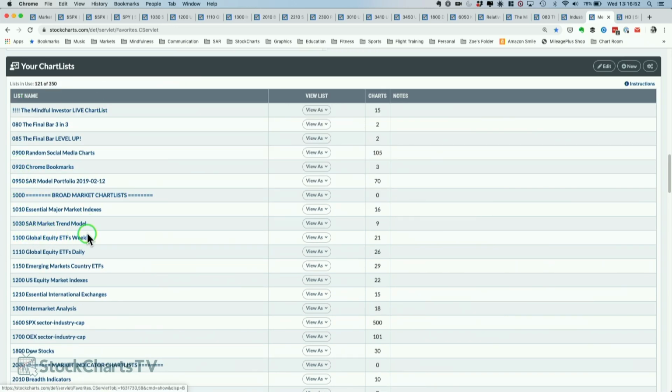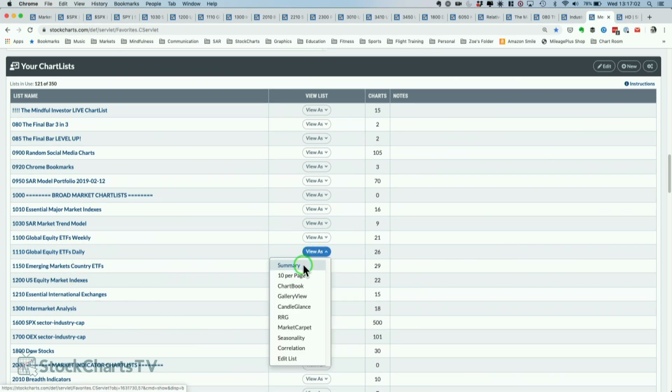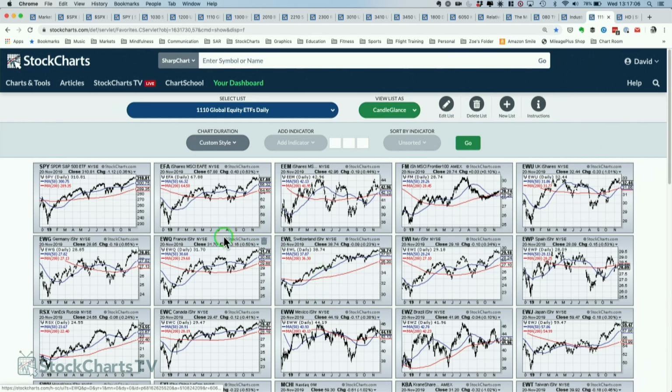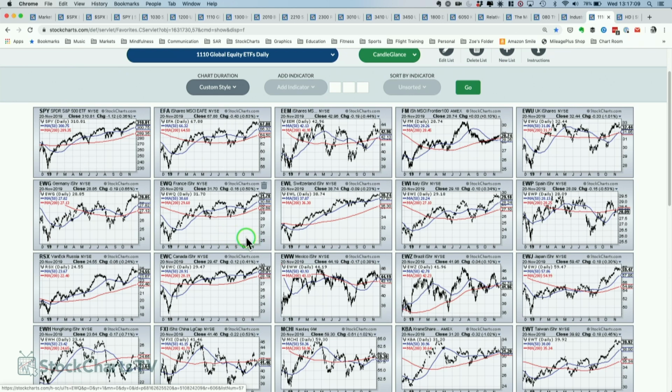I start them all with a number. That was an Arthur Hill trick to sort of organize things. And I'm going to go down to this one, actually on global ETFs daily, this one right here. And what this does is it actually shows me, if I go to a candle glance, this is showing me, looking at US versus global stocks, how I should think about that. So many of you said US stocks, which is the first chart in the upper left. This is the spiders. I then have EFA, I then have emerging markets, and then I have frontier markets. And I've ordered these in a specific way.